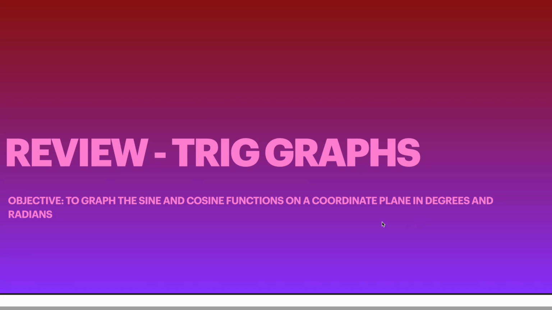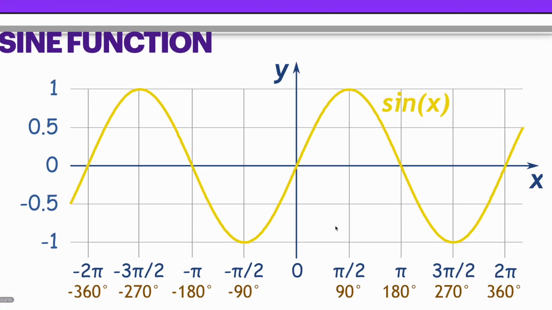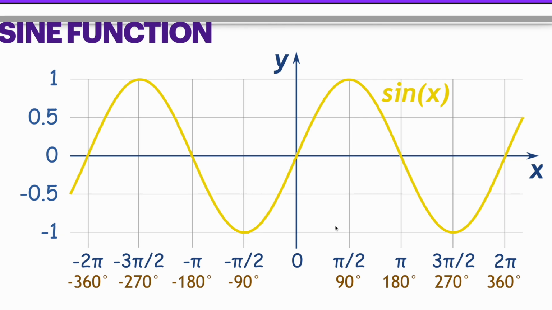So let's review trig graphs. Again, the sine function starts at 0, 0. It goes up to 1, down to -1, and back to what we call its starting point again every 2 pi. The period of sine is every 2 pi.